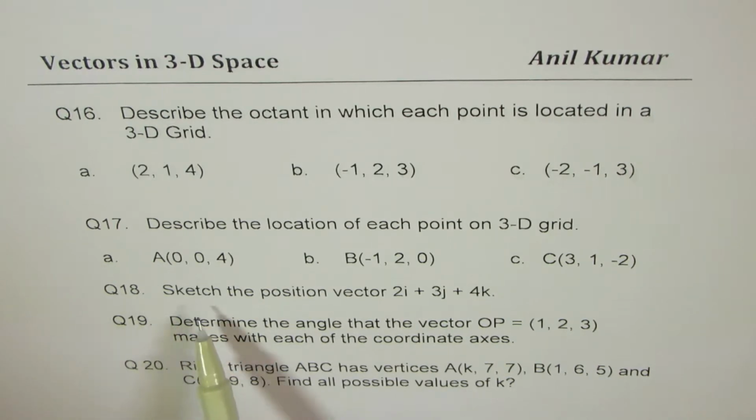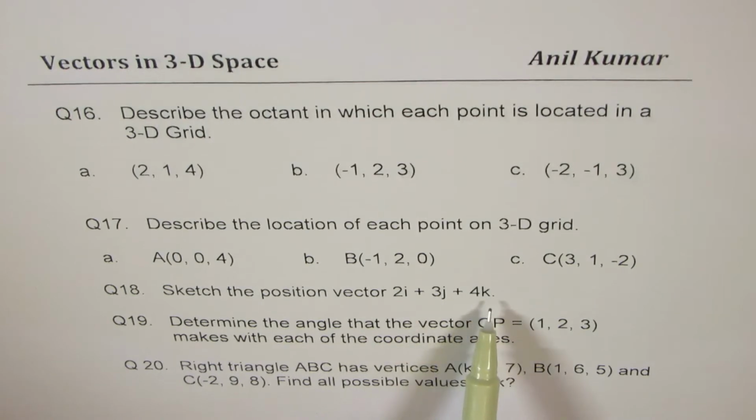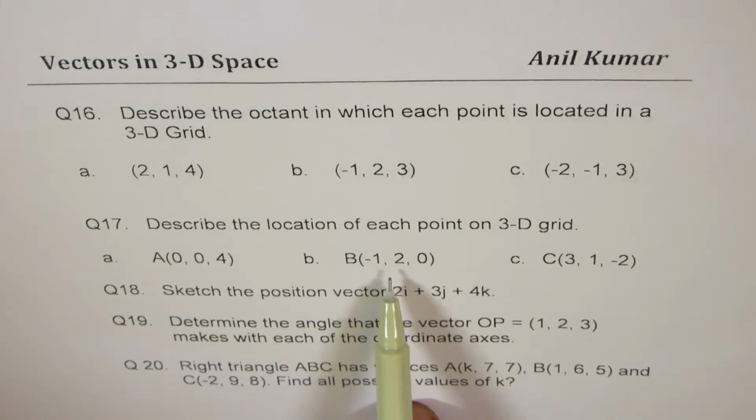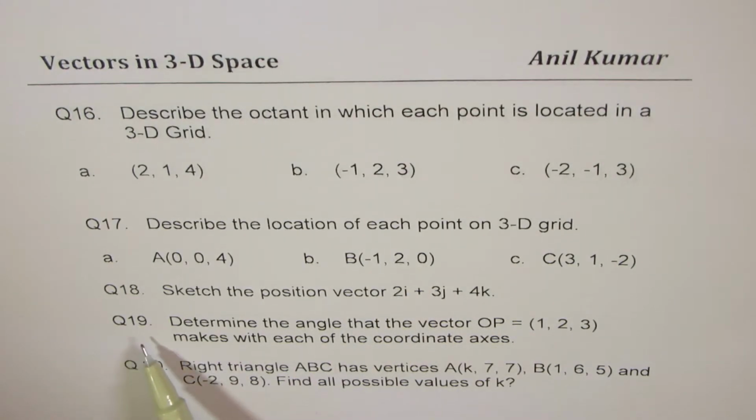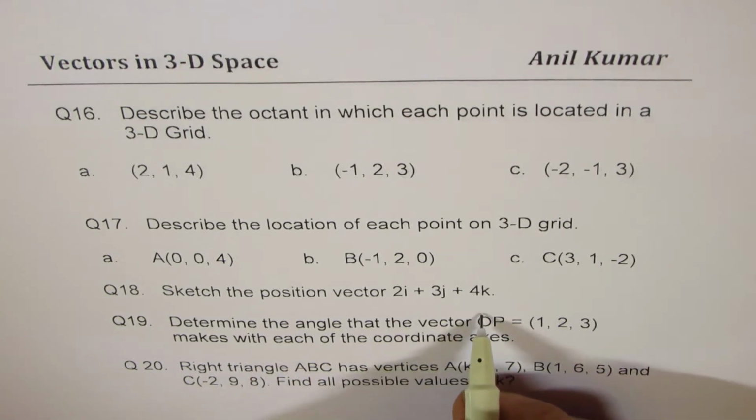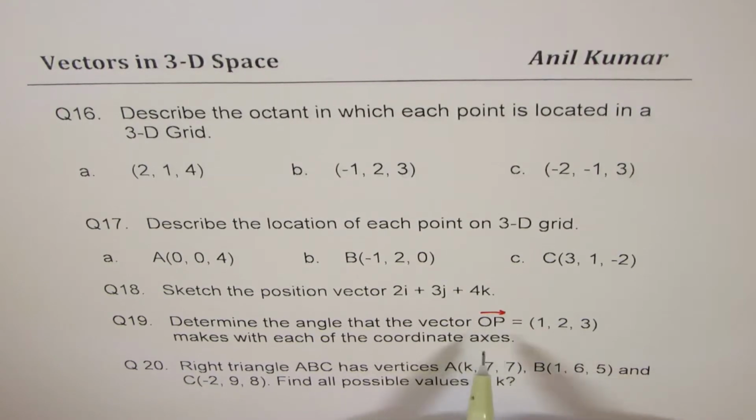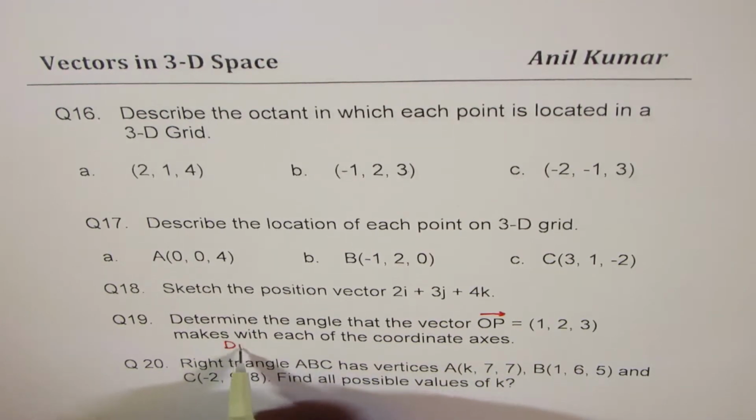Question 18 is, sketch the position vector 2i + 3j + 4k. It is kind of similar to 17. Question 19 is, determine the angle that the vector OP = (1, 2, 3) makes with each coordinate axis. We call them direction cosines. So when we say the angles vector OP makes with the coordinate axes, these are called direction cosines. Let me write down the word direction cosines here.